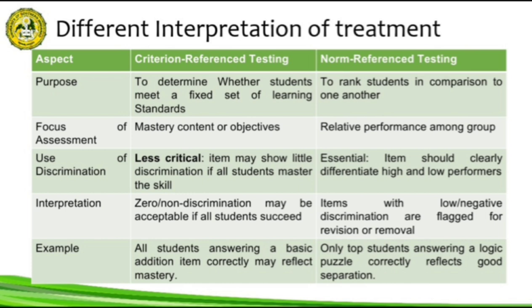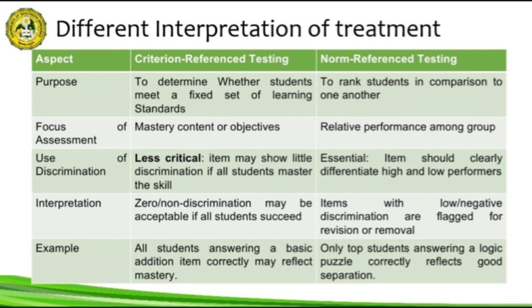The different interpretation of treatment. So the purpose of discrimination index in criterion reference testing is that it determines whether the student meet a fixed set of learning standard. So in here, it just makes sure that the student meet a specific learning. While sa norm reference testing naman, yung purpose niya is to rank students in comparison to one another. So it compares students' performance to that of others. So in the aspect of focus of assessment, in criterion reference testing, mastery content or objectives. So kumbaga it focus on individual performance against a standard. Like for example, did the student master the skill of solving linear equation? So kumbaga mas kina-focus niya na ma-meet yung objectives mo or yung mastery ng student.